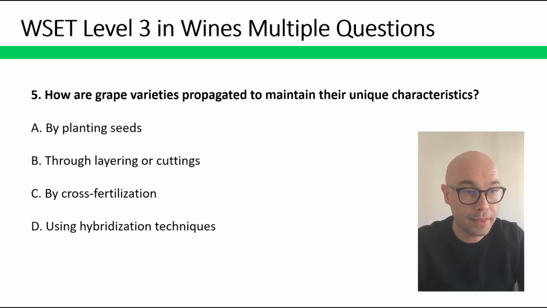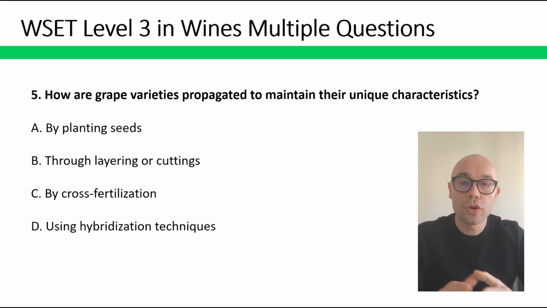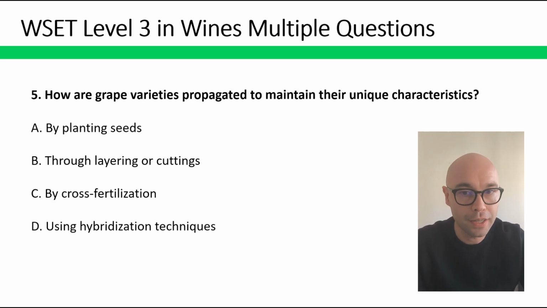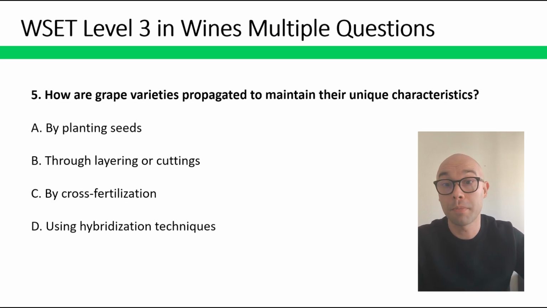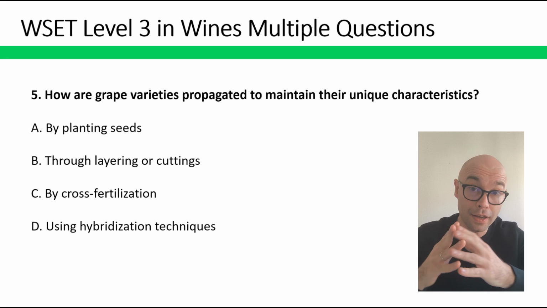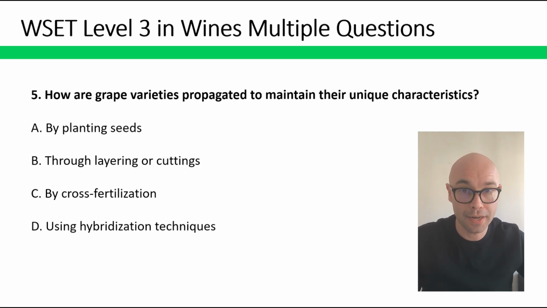How are grape varieties propagated to maintain their unique characteristics? By planting seeds, through layering or cuttings, by cross-fertilization, using hybridization techniques. The correct answer is B, through layering and cuttings. I made a short video on this, explaining this and showing a picture. So in order to propagate, to grow more vines with the same characteristics, you need to use either layering or cuttings. Otherwise, if you do it by seeds, for example, you're going to get a plant that has totally different characteristics.